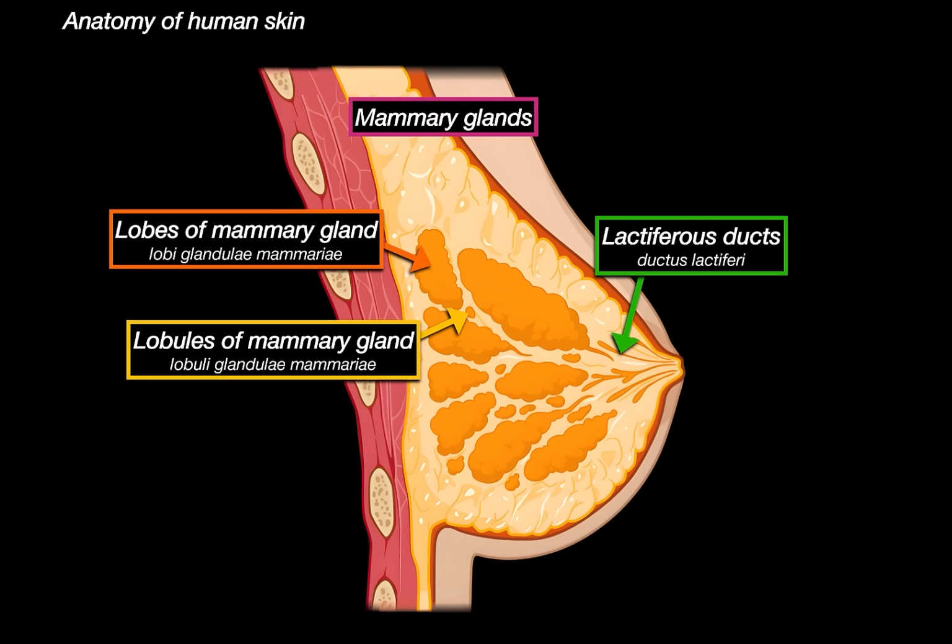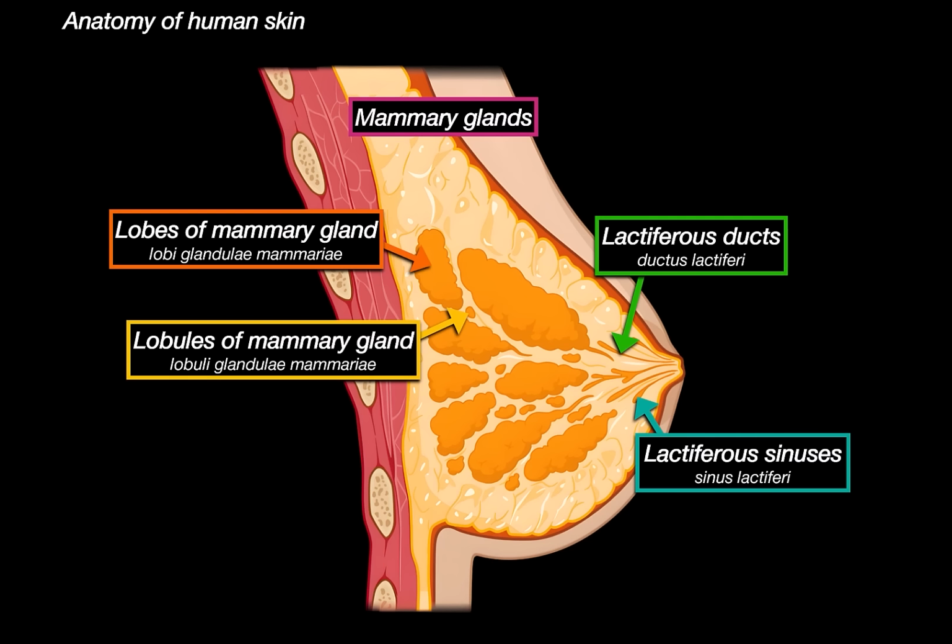From each lobe, the small ducts draining the alveoli join to form a single, larger lactiferous duct. These ducts converge towards the nipple, and just before they reach it, each one widens slightly into a lactiferous sinus, and then narrows again to open on the nipple surface.